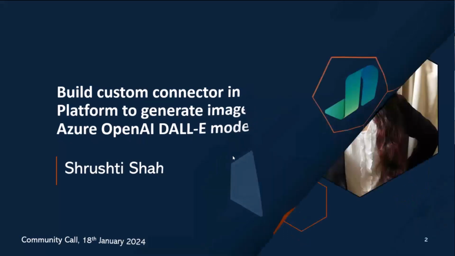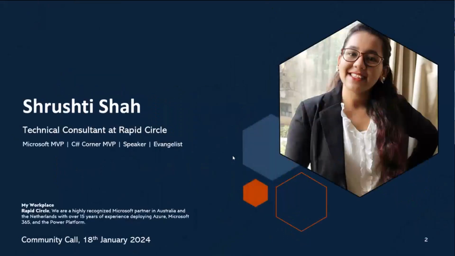So let me kickstart with something about myself. My name is Shrushti Shah, and I'm a technical consultant at Rapid Circle. Along with that, I'm also a Microsoft MVP, and I speak across various conferences and events. So you can find some good content around Power Platform, Microsoft 365, or Teams. I post it on LinkedIn or my blog site. That's just something short about me.